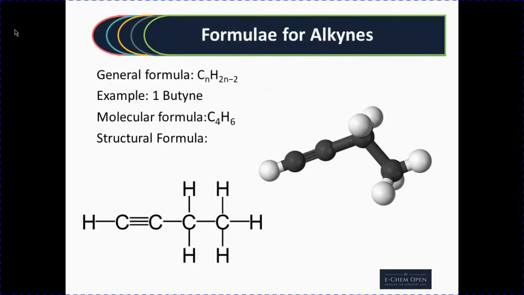Formulae for alkynes. The general formula is CnH2n-2. For example, 1-butyne. The molecular formula is C4H6, and the structural formula can be seen below.